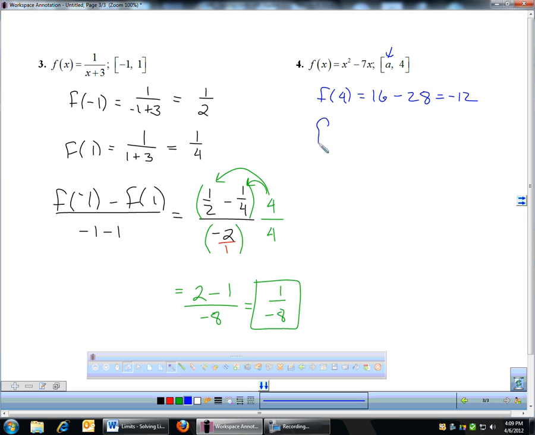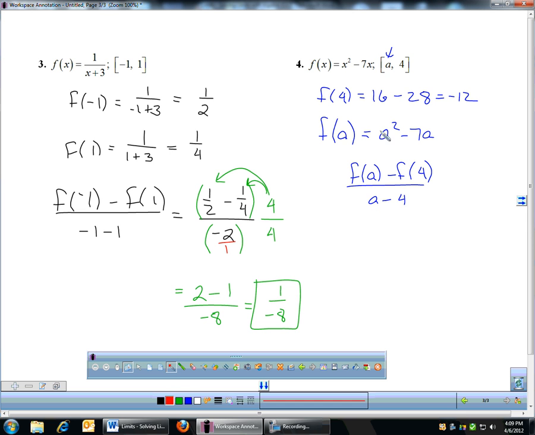F of a, this actually makes the problem easier, but y'all will make it more difficult. I don't know why, but you make this tough. F of a, I simply plug in a for the x. A squared minus 7a. And you can't really do anything else with that. So when I do my formula, f of a minus f of 4 over a minus 4, I'm going to plug in. F of a is a squared minus 7a, so a squared minus 7a minus f of 4, which was -12, over a minus 4.